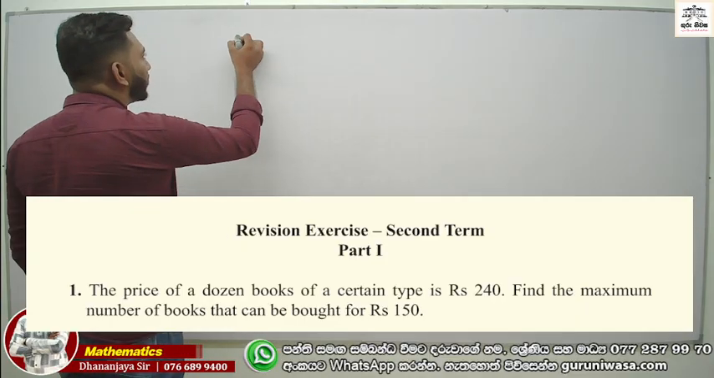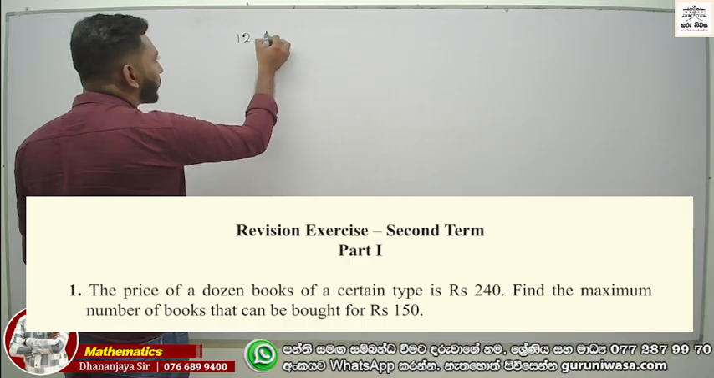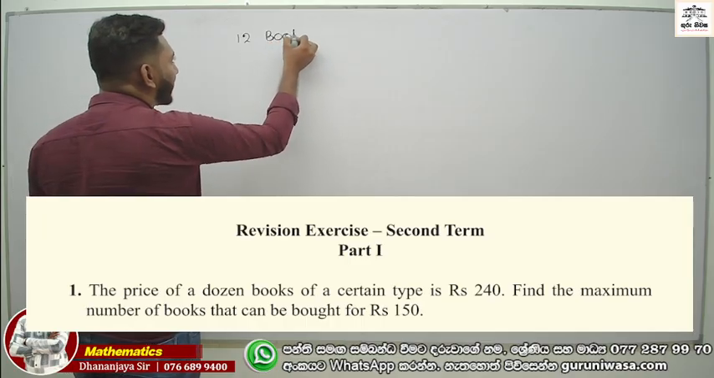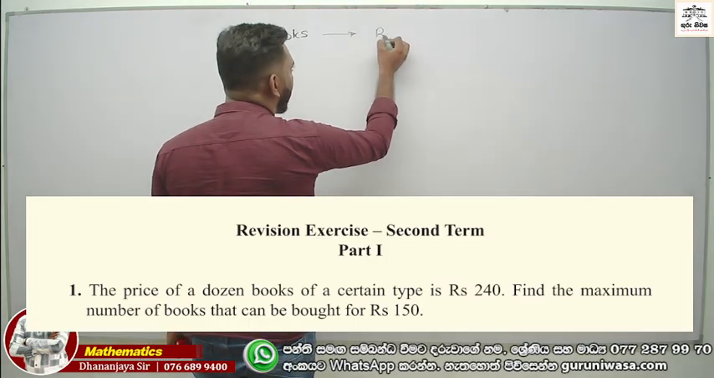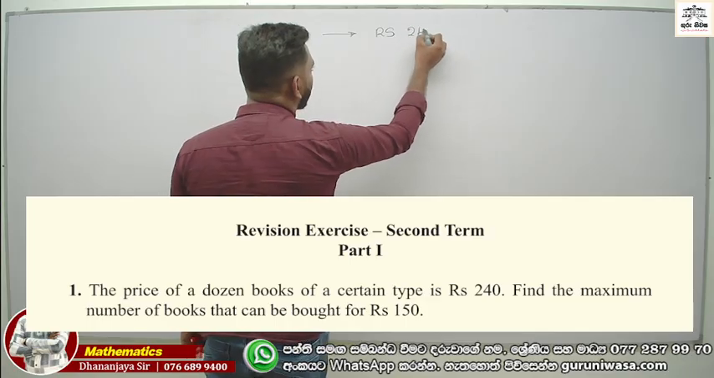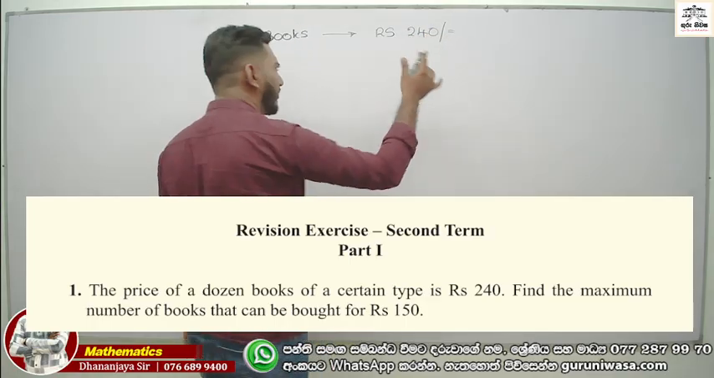The price of a dozen books of a certain type is 240. Now this was very easy. Therefore, 12 books cost 240 rupees. Right? Now we have so many methods.